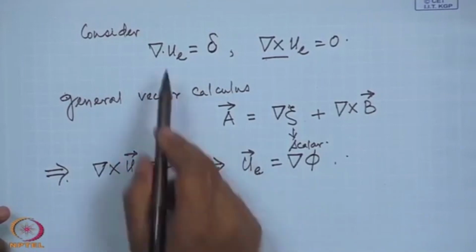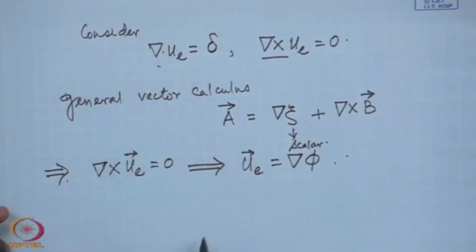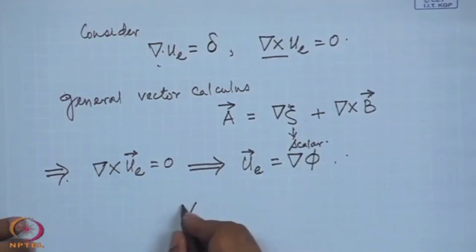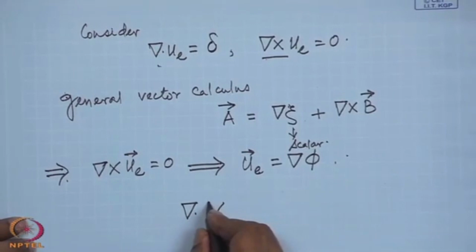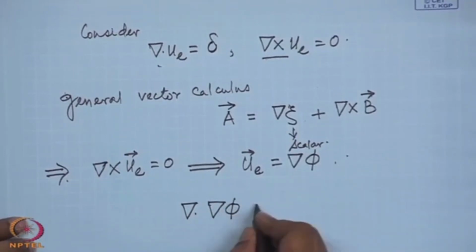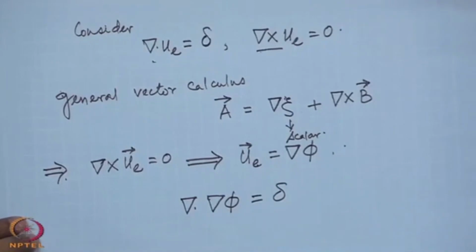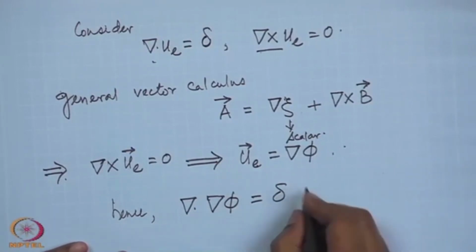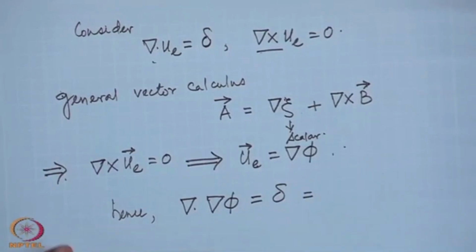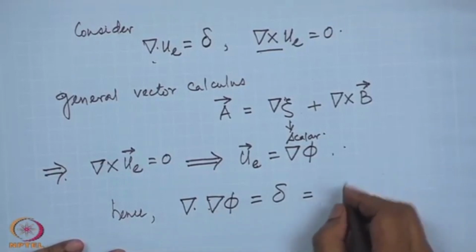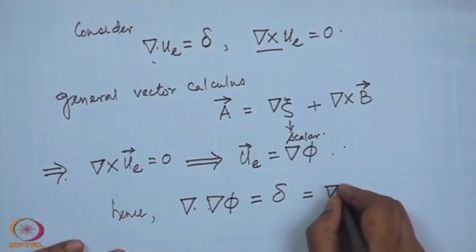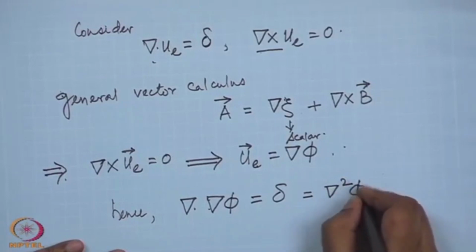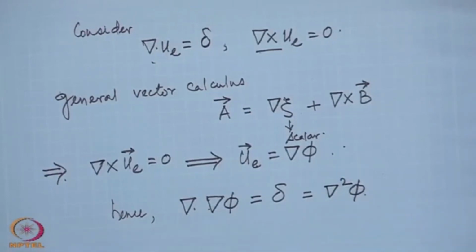Now substitute this u e in this first relation. Gradient of phi is delta. Divergence of gradient, you can try by writing this in standard d/dx, d/dy form, and you can see that divergence of gradient will become simply Laplacian of phi. Divergence of gradient is always Laplacian.